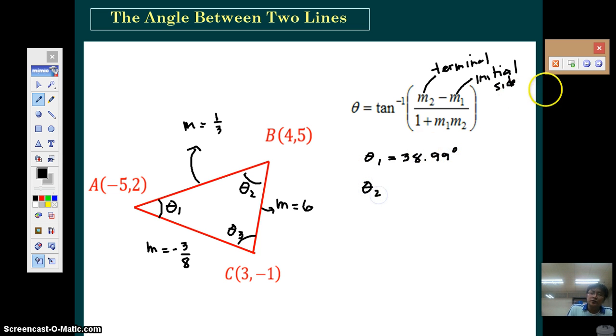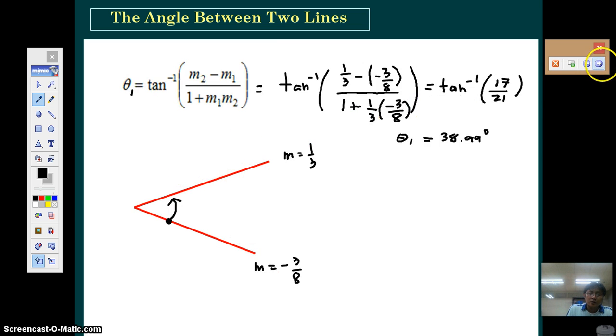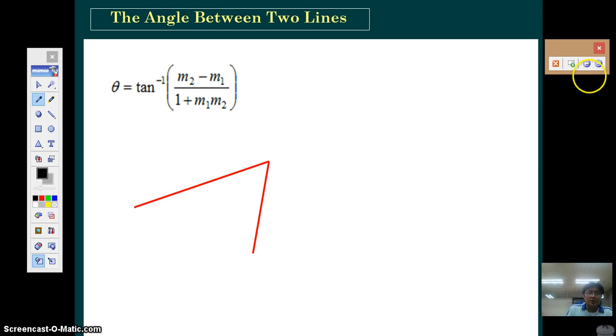Let's get theta 2. So theta 2 is this angle. The lines involved have slopes 1/3 and 6. Then again, using the formula, tan inverse. There should be no problem in the denominator because all you need to do is multiply the two, m1 m2. 1/3 times 6 will give you 2.